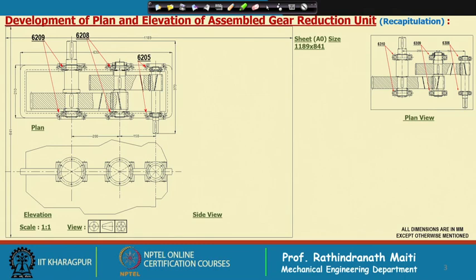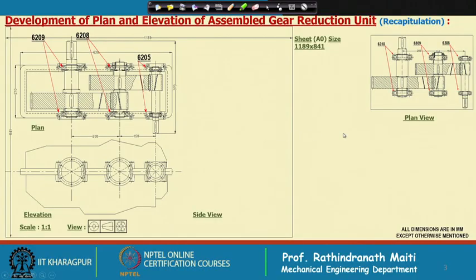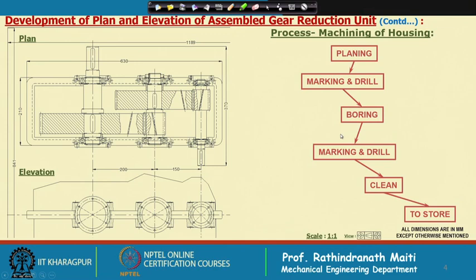Now, so far I have shown that we have already developed the sub-assemblies of the input, intermediate and output shafts, and also we have started developing the plan and elevation. We have taken an A0 size sheet and scale 1:1, and all details are in third angle projection as shown in these slides. Now, first of all, going into further details of the elevation and plan, let me tell about the process of housing machining.